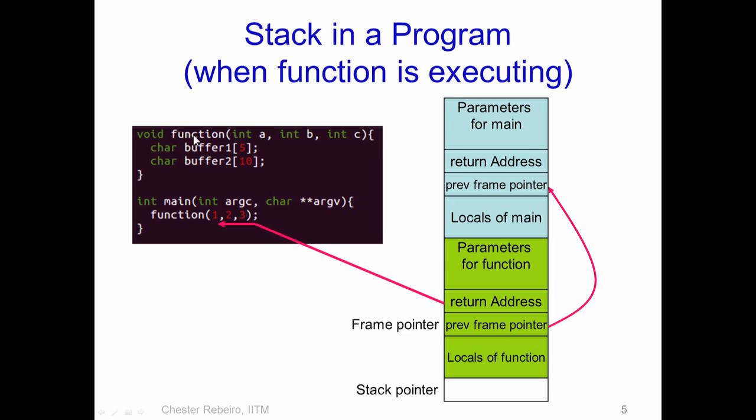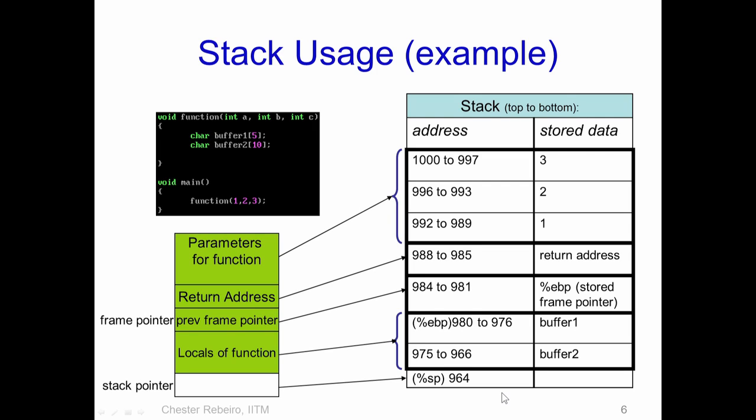Now, after this function completes its execution and returns, this previous frame pointer is loaded into the register BP. Therefore, the frame pointer will then point over here, that is the frame corresponding to the function main. Now, the stack pointer on the other hand points to the bottom of the stack. Now, let us look at this in more detail.